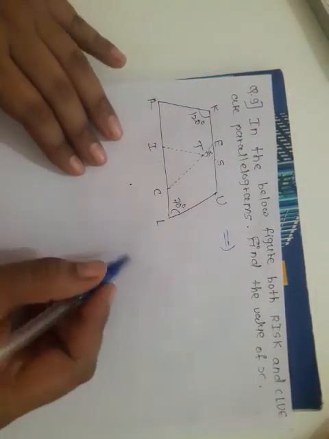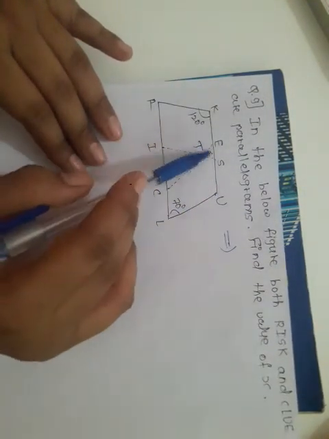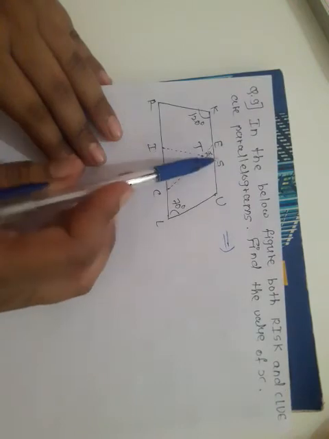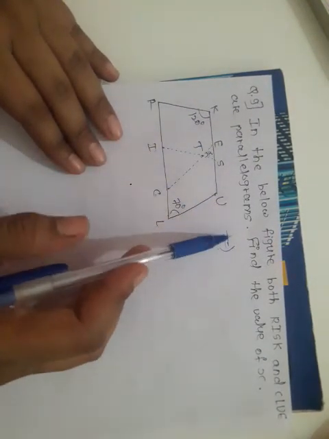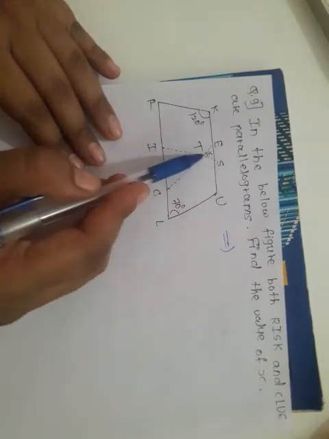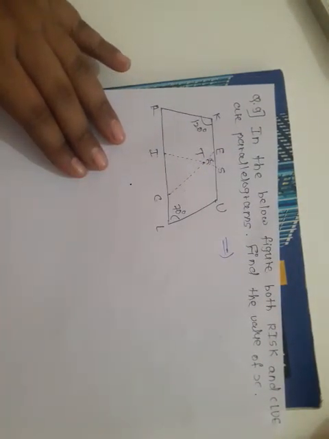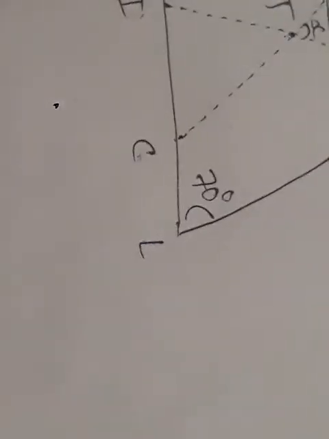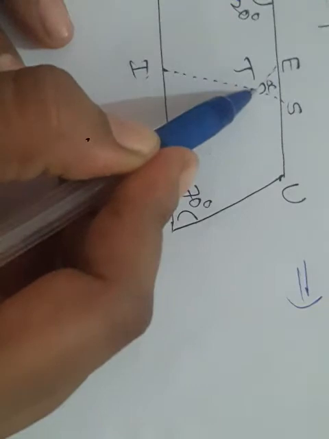Now come to the next question, question number 9. In the below figure, both RISK and CLUE are parallelograms. Find the value of x. See, x is present here. So this is our x, and we have to find out the value of x.